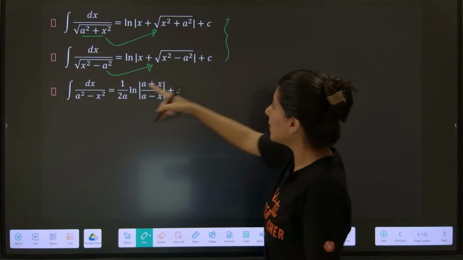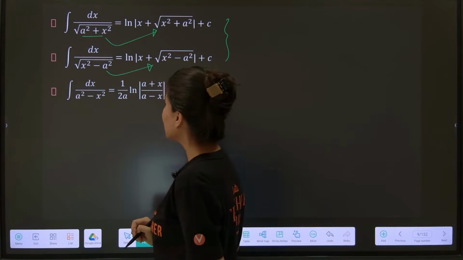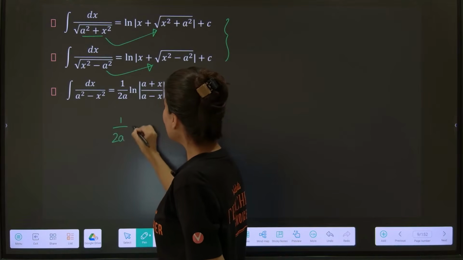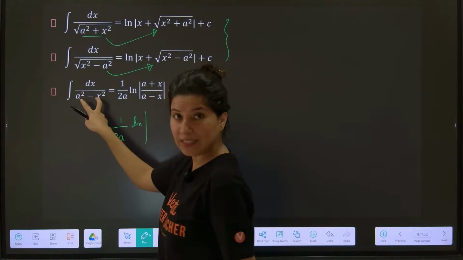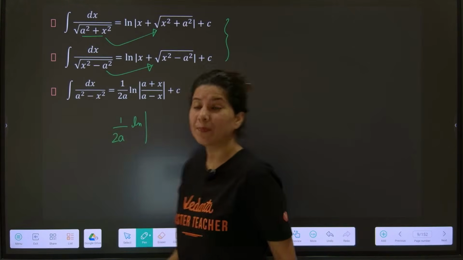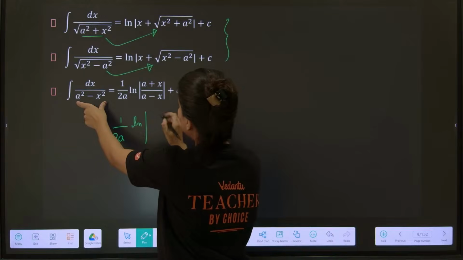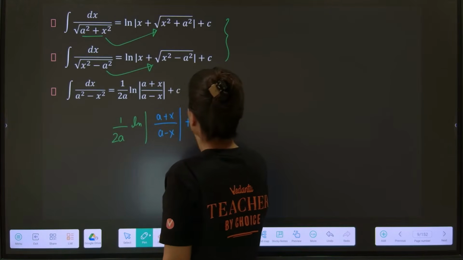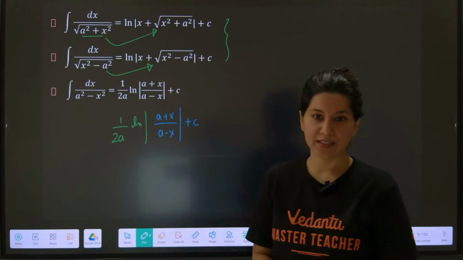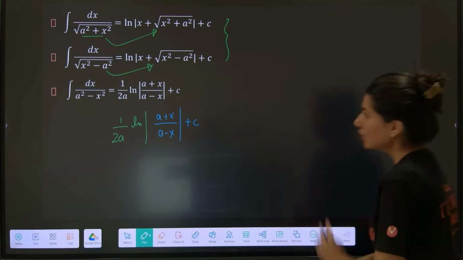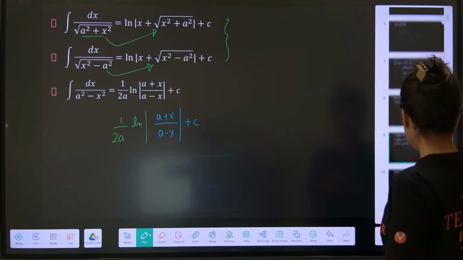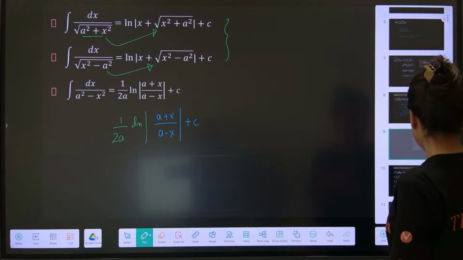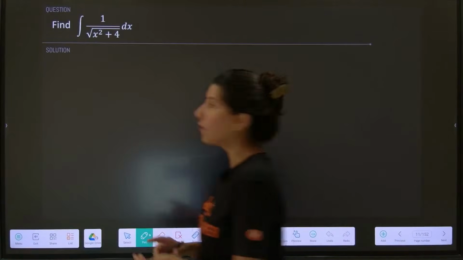Okay. Now what about this? dx upon a square minus x square. So the formula will be 1 upon 2a ln mod. Now see, understand. If you split this, what will happen? a plus x and a minus x. So a plus x upon a minus x mod close plus c. So that's how it is done. Okay. So remember these three formulas, because we are going to apply these formulas.